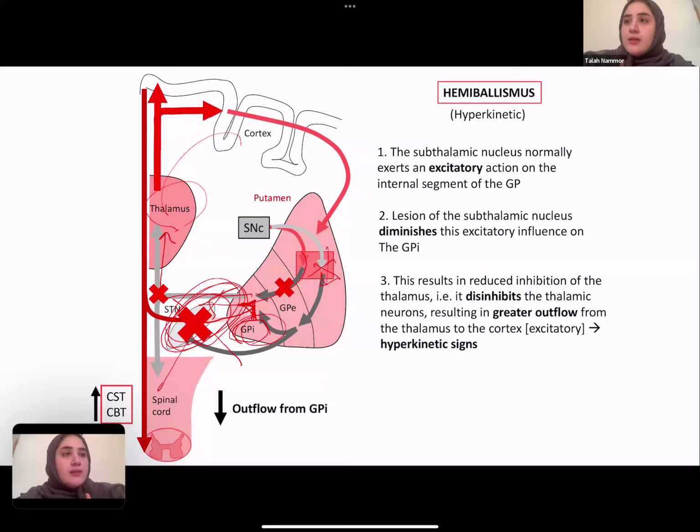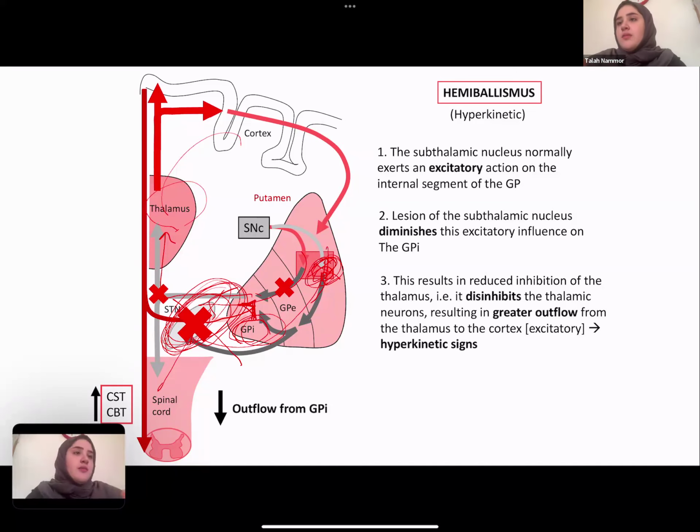Listen, D2, I'll be honest with you guys, D2 is not affected in here. The difference between hemiballismus and Huntington is that in Huntington, D2 is the one that's affected. In here, D2 is normal. But even if it's normal, if we don't have activity from the subthalamus, then it's not going to work, because the subthalamus is really important for D2. So what's the difference between Huntington and here? In here, the subthalamic nuclei is affected, and in Huntington, D2 is affected. Even if we stimulate D2, it's not going to do anything because the subthalamic nucleus is not working anyways. So D1 is going to be the dominating one, and it's always going to be active regardless of anything. That's why we have hemiballismus.